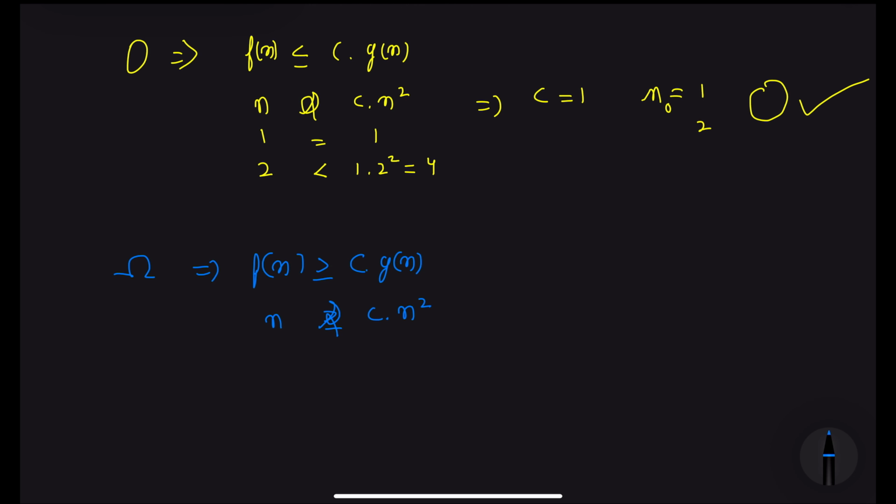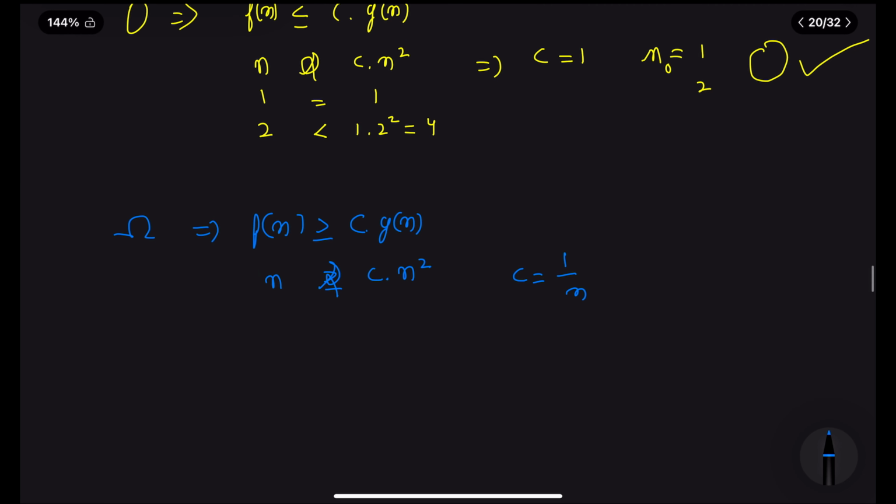So here we have to choose the value of c, and the value of c I can think of is only 1 by n. If we keep the value of c as 1 by n, then only this function will become equal. If we replace it, n and 1 by n into n square will be n. So only in this condition f(n) and c times g(n) will become equal, if we keep the value of c as 1 by n.